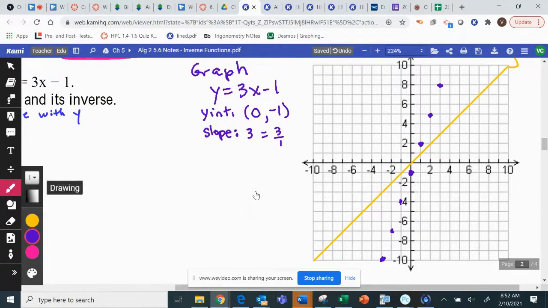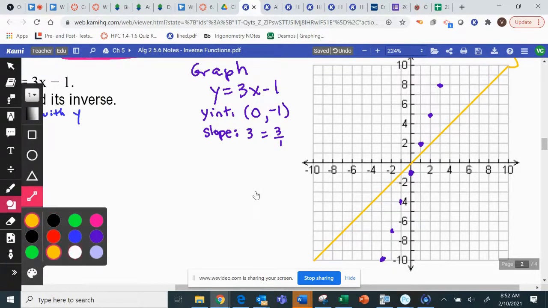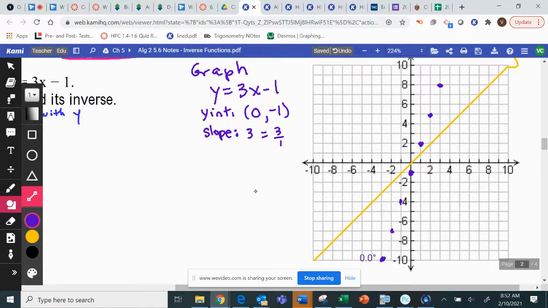And then since you guys are using your computers, you do have ways of making lines on here that are simple.